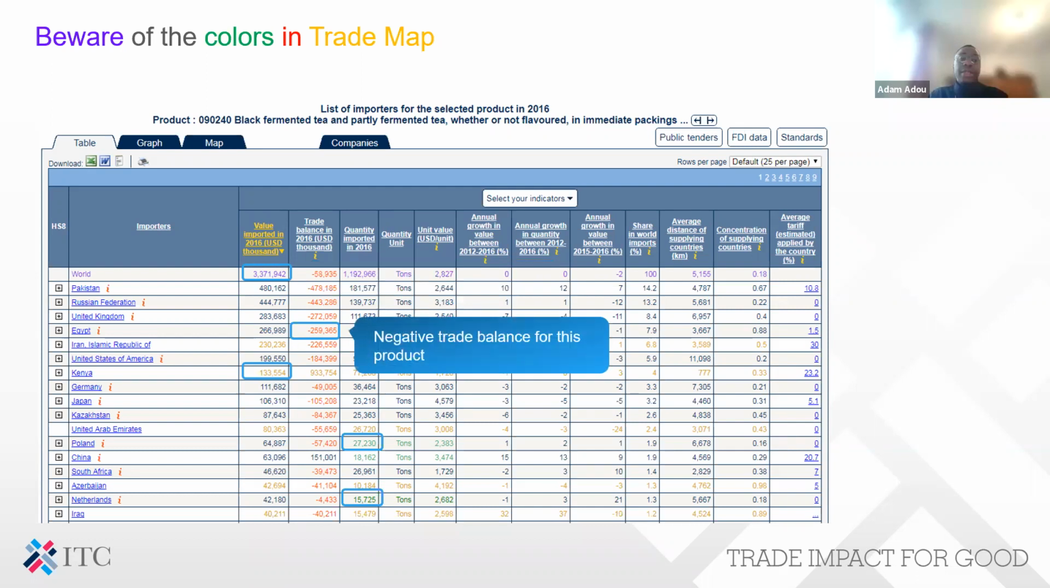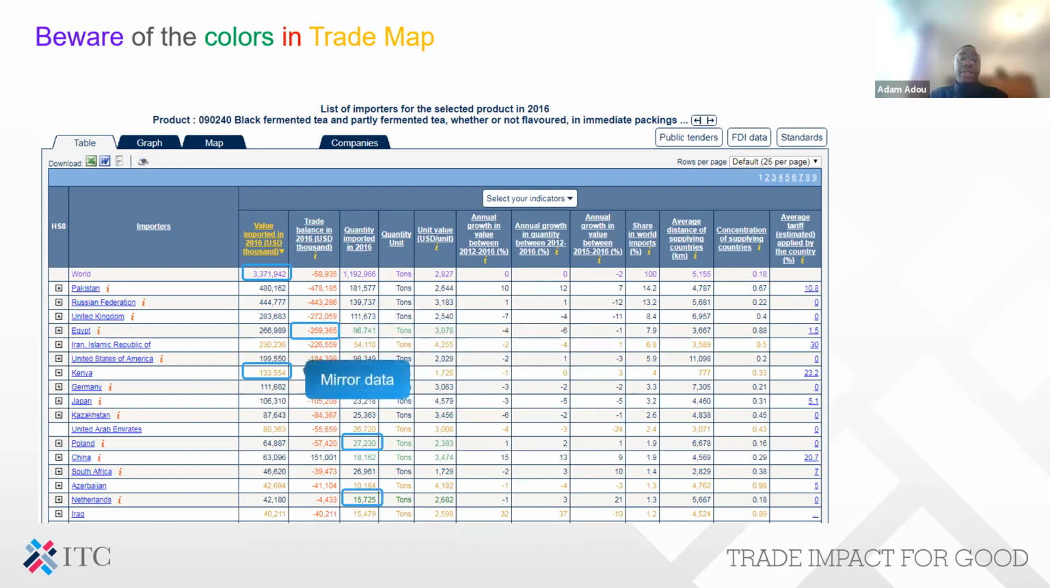Then in red, when you have data on import and export, we will be able to compute the negative trade balance. So if the balance is negative, you will have the data in red. It means that the country is importing more of a product than exporting this product. So you have a negative trade balance. And if it's the opposite, then the data will be displayed in blue, in dark blue, as you can see. It means you have a positive trade balance. So you have a trade exceeding.